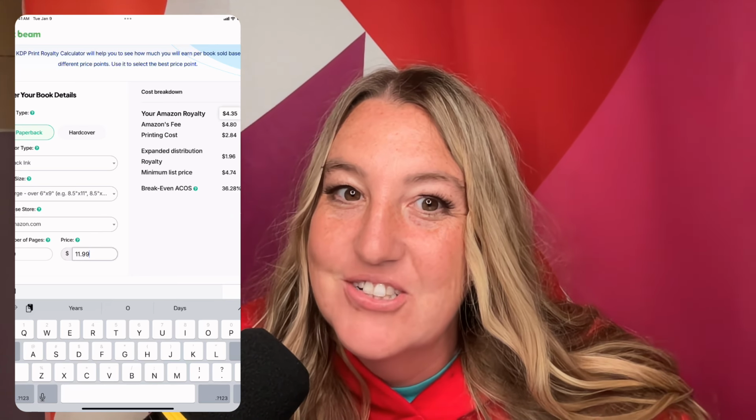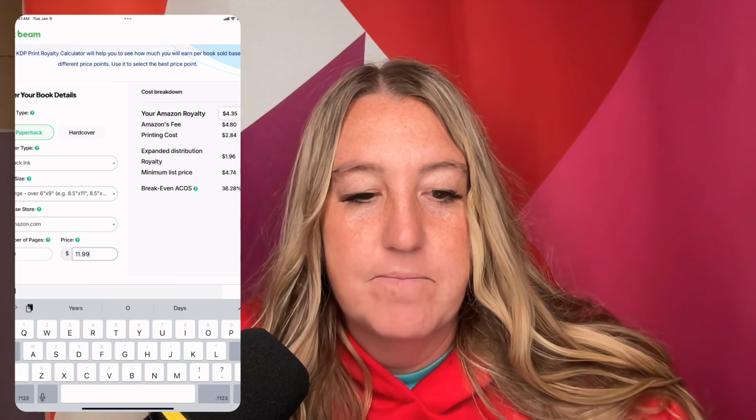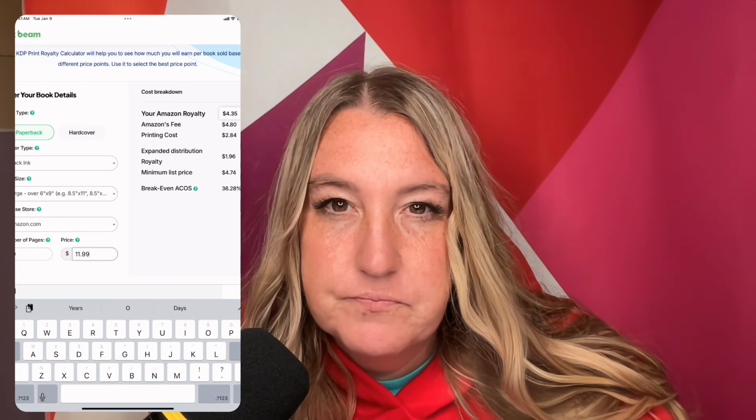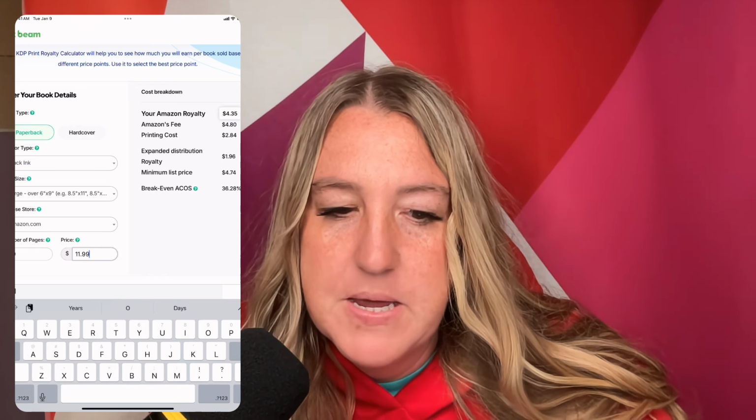They do have a printing fee, which you can see here is $2.84. Also, part of the fee is that they ship it right to your customer's house. There is also expanded distribution royalty. If you click that button, it means your book can be found on third-party platforms. Sometimes I've seen my book on Walmart.com, but it is all through KDP, which is wild. Okay, it's letting me know I have to price my book at $4.74 to break even.